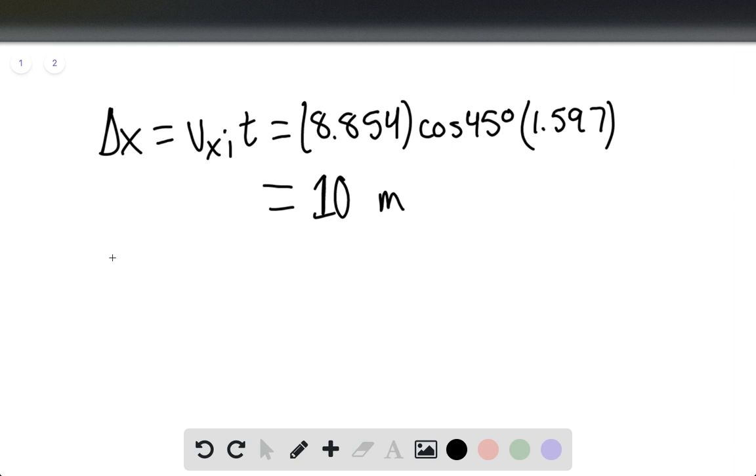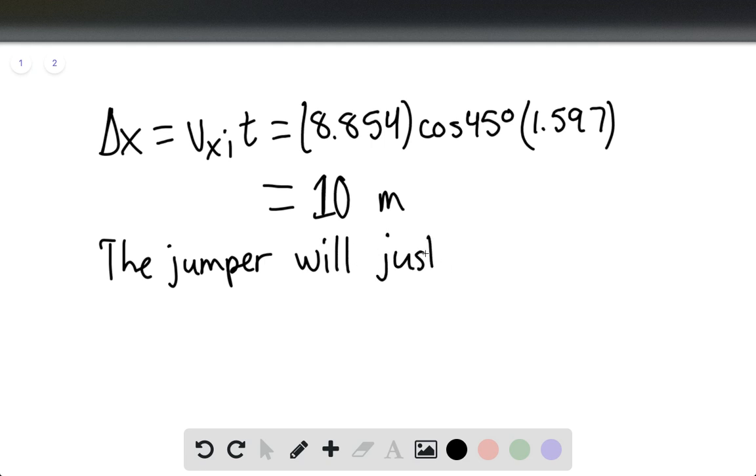So essentially, the jumper will just make the leap.